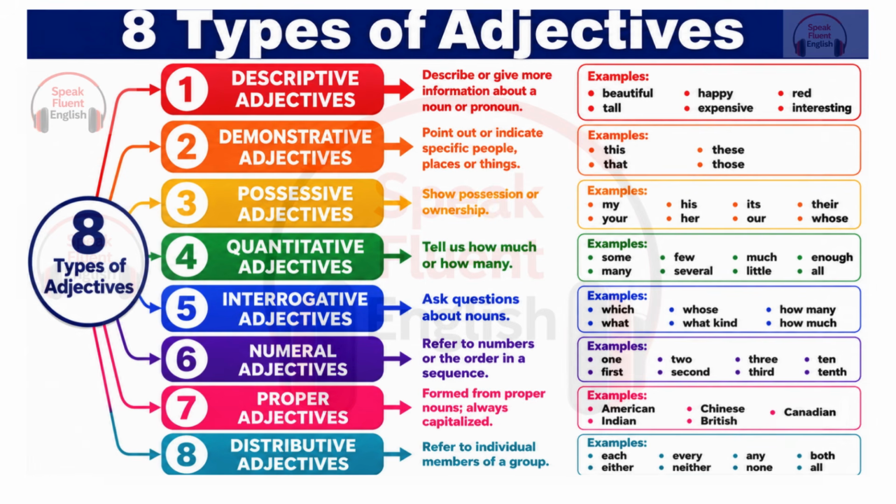Finally, distributive adjectives. Distributive adjectives refer to individual members of a group. For example, each, both, either, every, any, neither, none, and all. Now, let's practice some simple sentences together. Each. Each student has a book. Each child is happy.